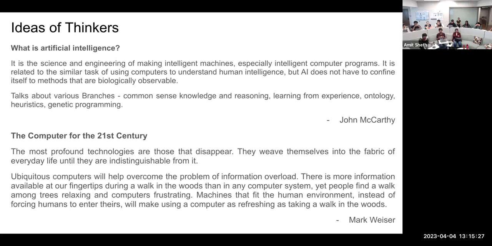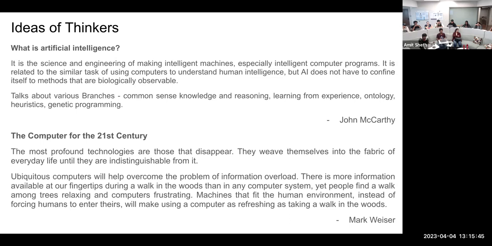Learning from experience is what he described, which is what deep learning and neural networks are right now. And he put special emphasis on ontology, heuristics, and genetic programming as emerging areas of artificial intelligence in the paper.